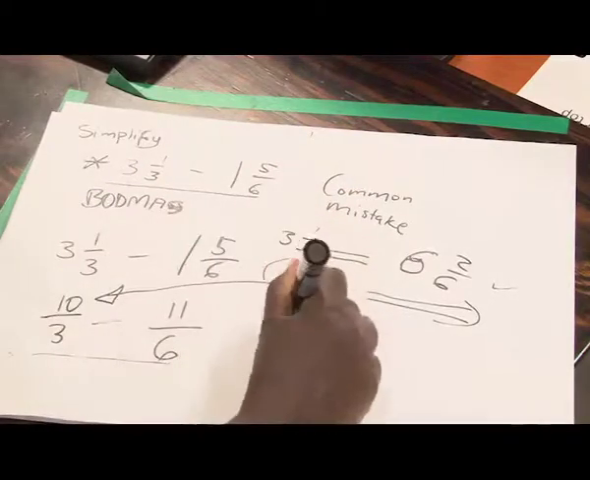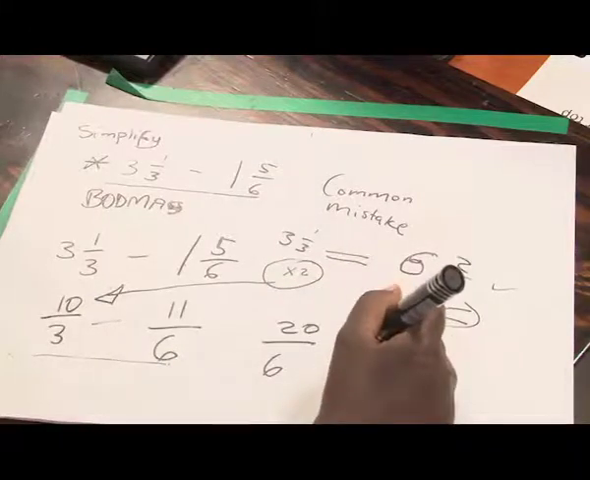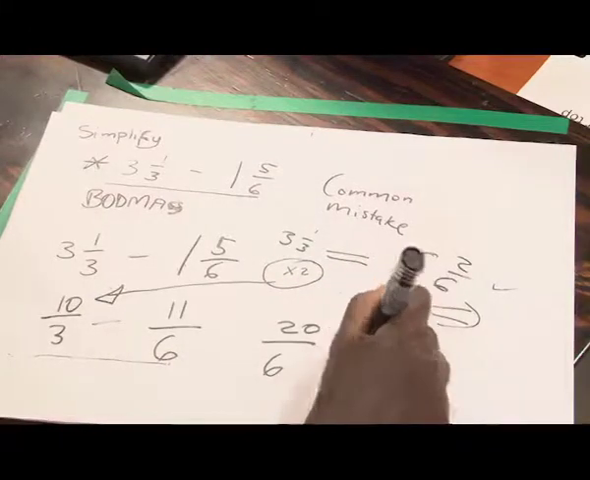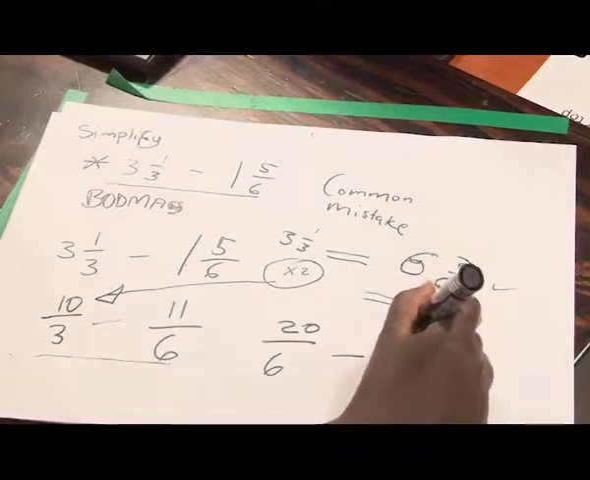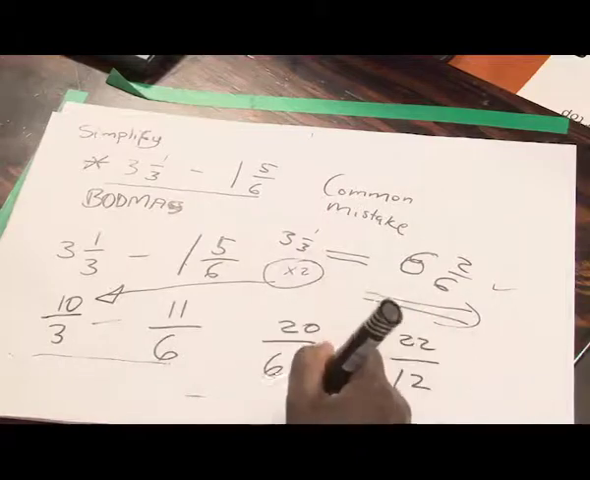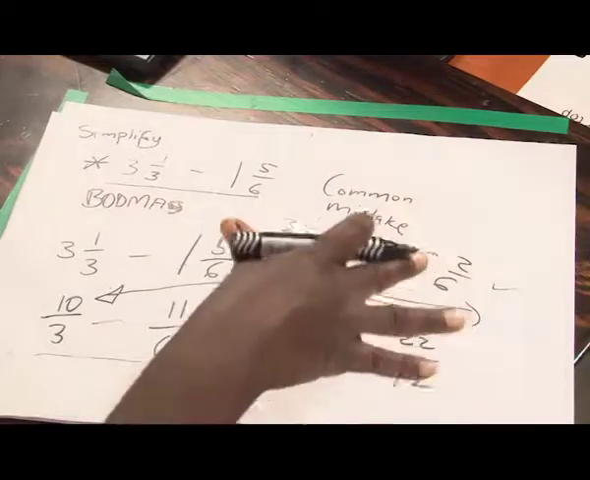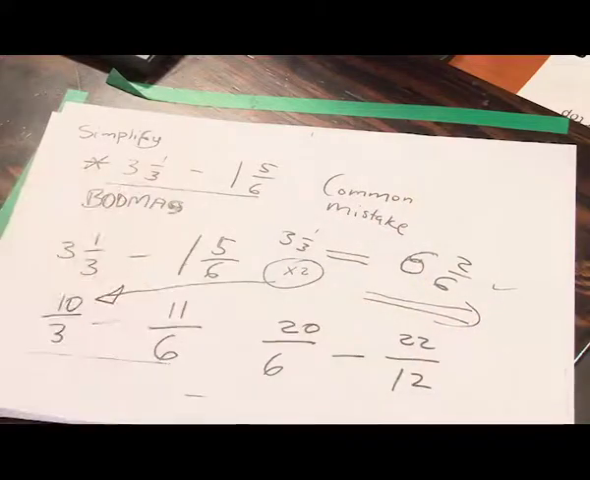Then we can say this is 20 over 6, and this is 22 over 12. Now we can still find the common denominator between the two and solve the problem, but you must leave it in the simplest form.